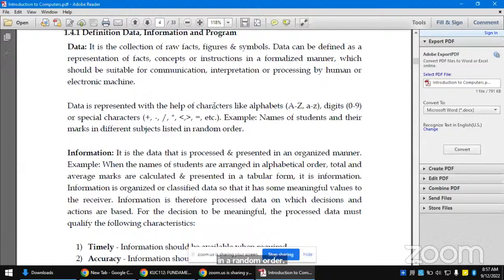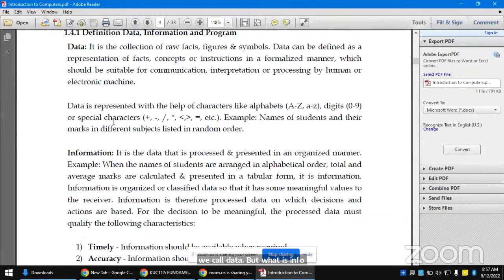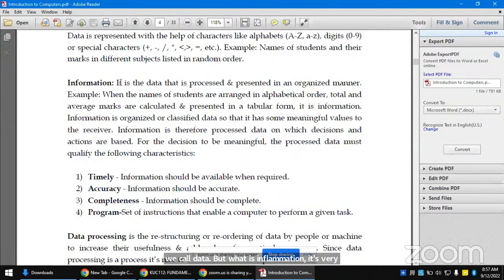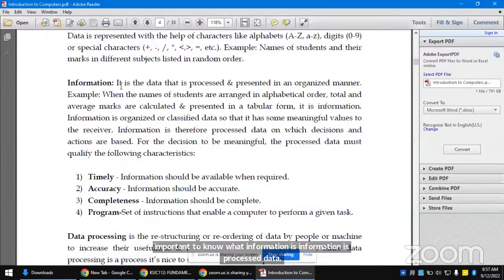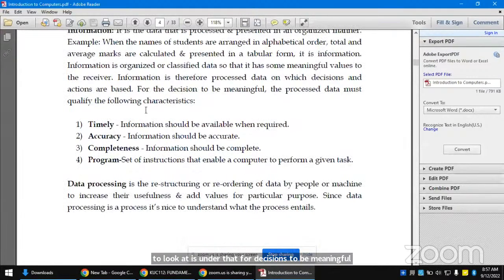So the raw facts is what we call data. But what is information? It's very important to know what information is, and information is processed data. You need to know that it's organized and it's presented in a manner that is very organized. The other thing you have to look at is, for decisions to be meaningful, the processed data must qualify the following characteristics.